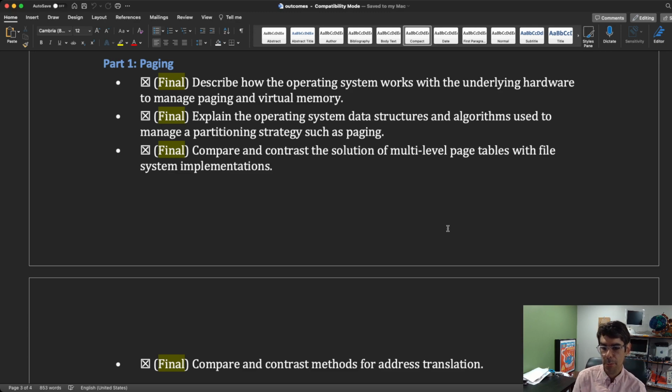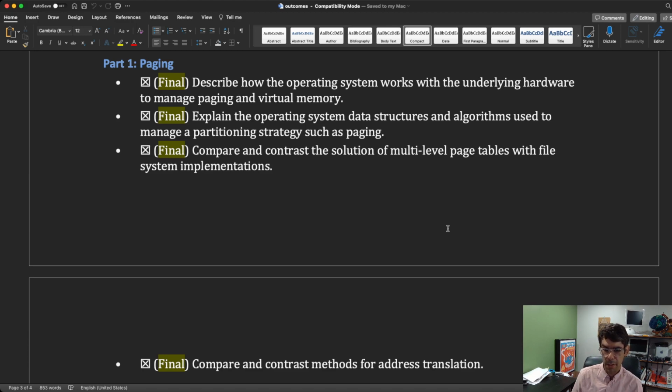Compare and contrast the solution of multi-level page tables with file system implementations. This is one of the last things that we did, and I'm really looking for you to just give me some examples of how page tables, multi-level page tables, this is page directories now, and file system implementations are similar to each other. The file system that I'm really thinking about here is VSFS. It's not really similar to exFAT. It's a lot more similar to the way that VSFS and ext work. So that's what I'm looking for there.